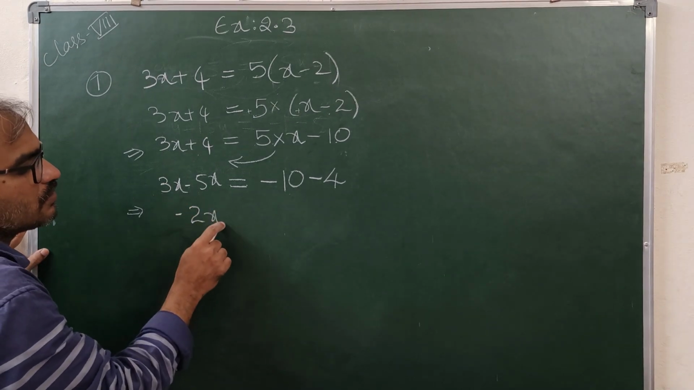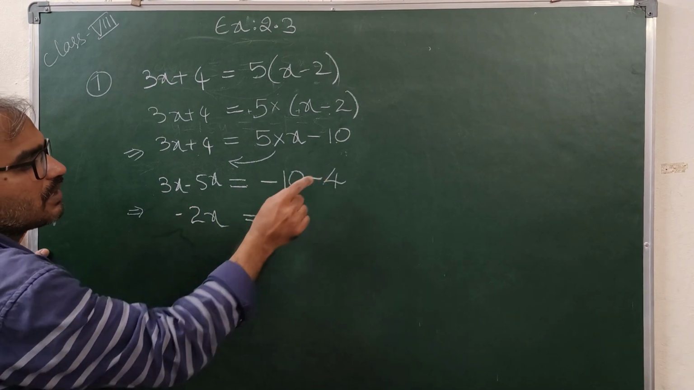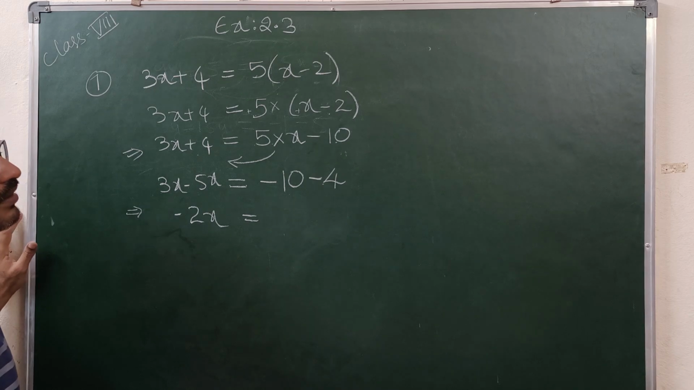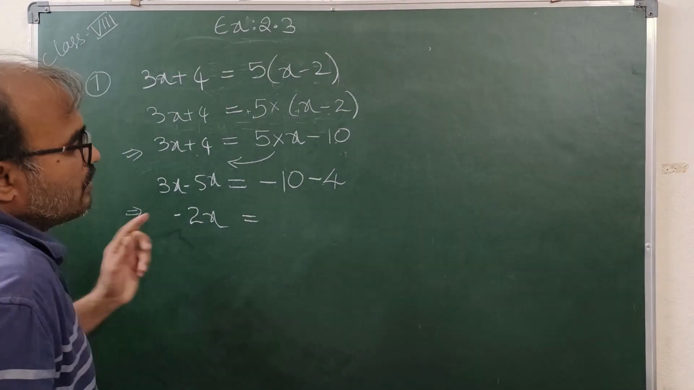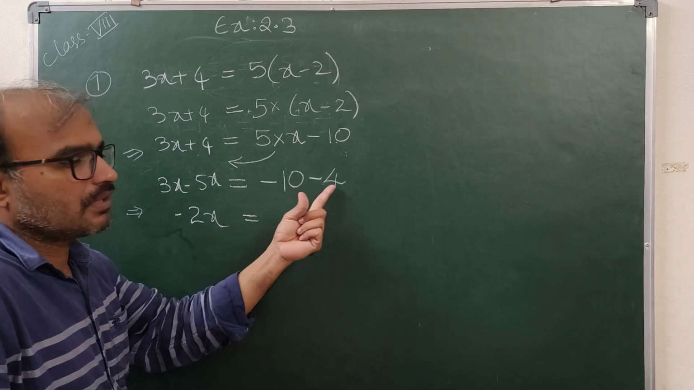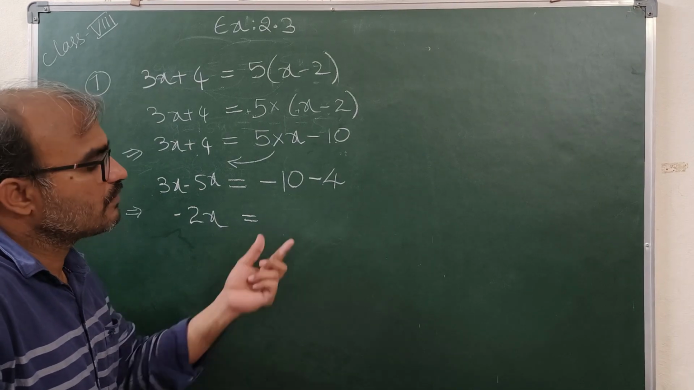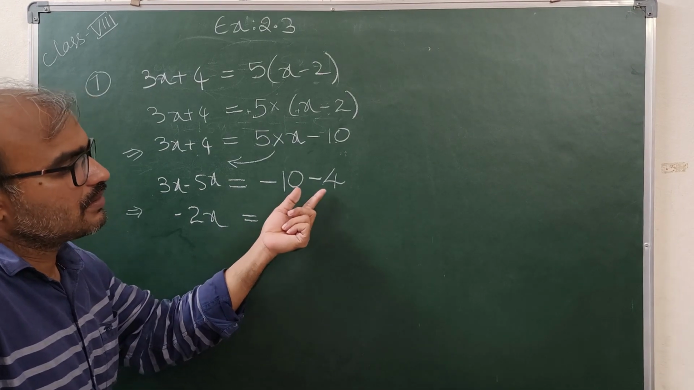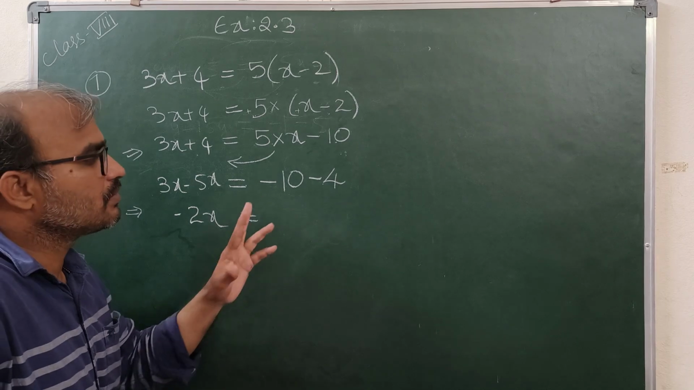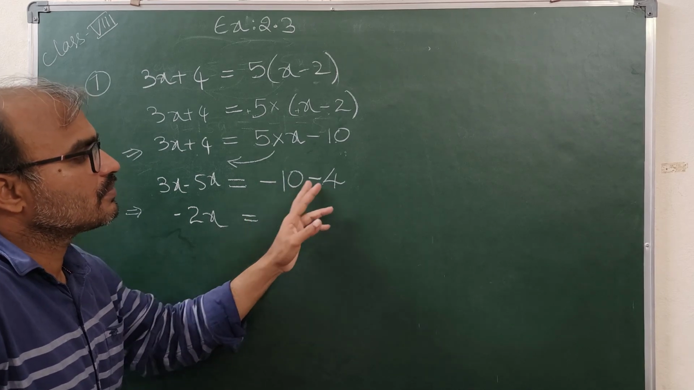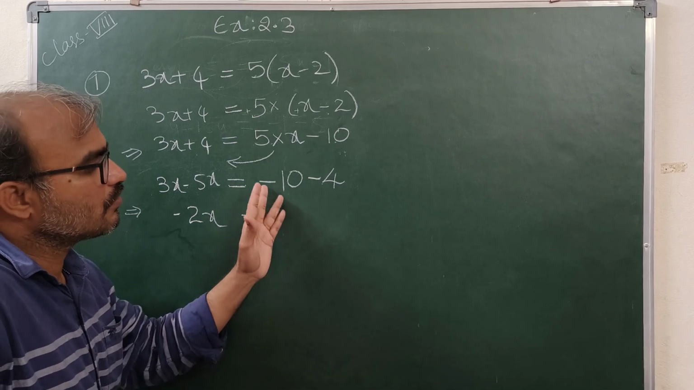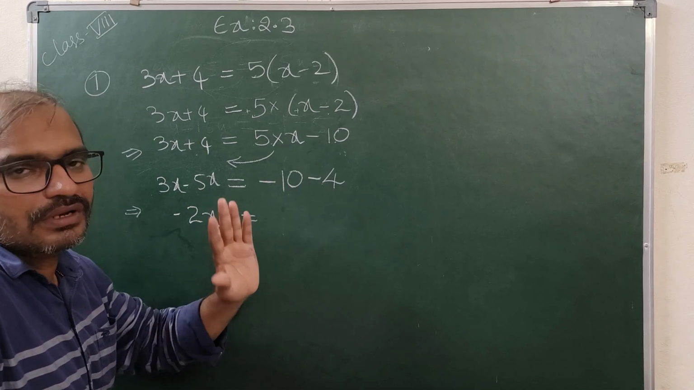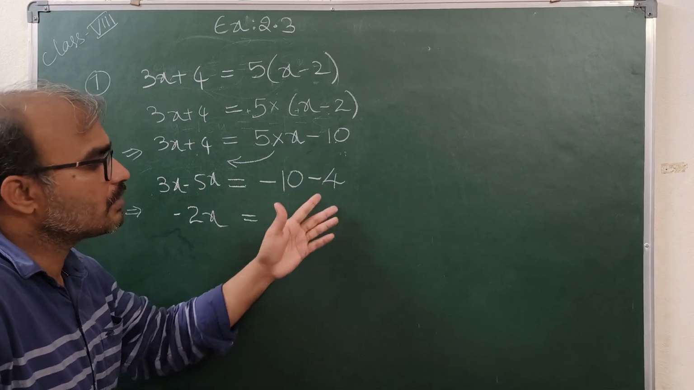It is minus 2x is equal to minus 10 minus 4, right? When both have the same symbol, it means that from minus 10 subtract 4. Or else simply, when there are two same symbols, you add them. There is no multiplication here. Don't consider into. Generally students will say minus into minus. No minus. Is there any into here? No, there is no multiplication.